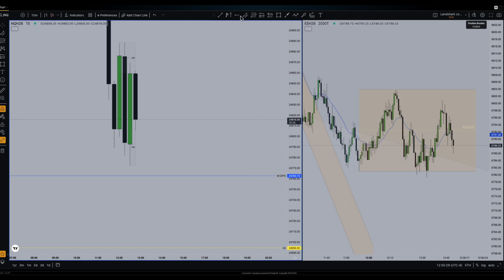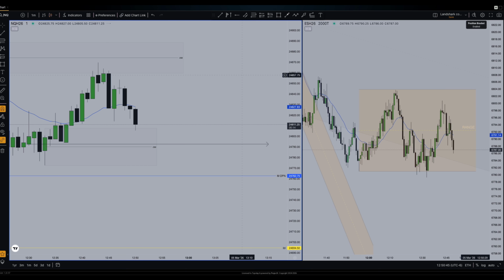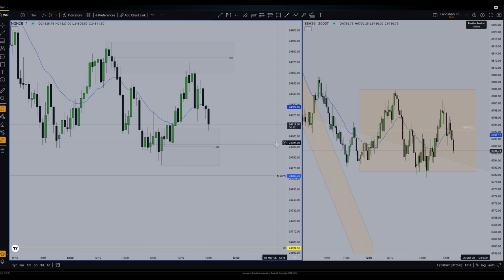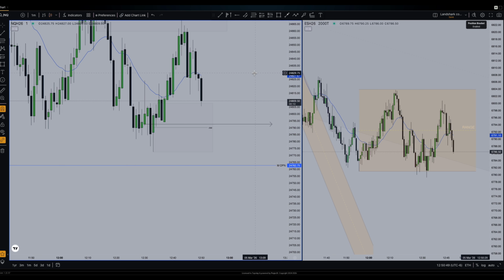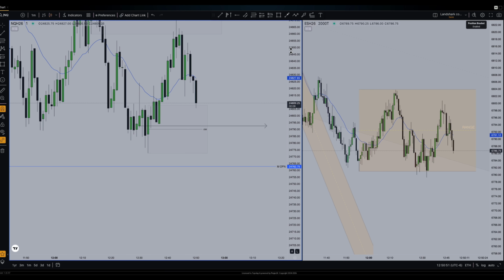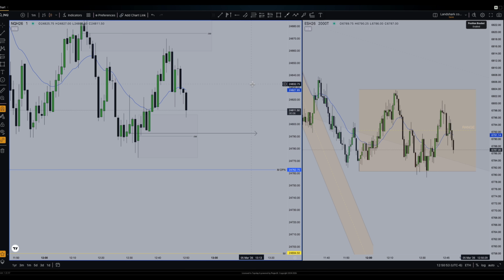Let me mark it. It is the opening of the 15-minute body down at 792.75. That's probably where I'll look for a long, back inside this range.